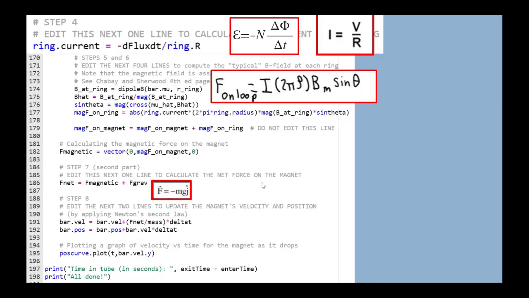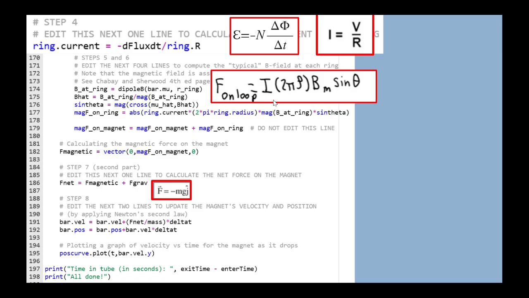And then we use Ohm's law and Faraday's law to figure out what the ring current is, which is the negative change in flux over resistance equals the current. And then steps 5 and 6, where we're finding the B field at the ring, and then we're finding the force on the ring due to the B field. And we use this formula here where the B sine of theta is the magnitude of the B field times the direction of our dipole moment crossed with the direction of the B field. Anyway, that is how we find that.